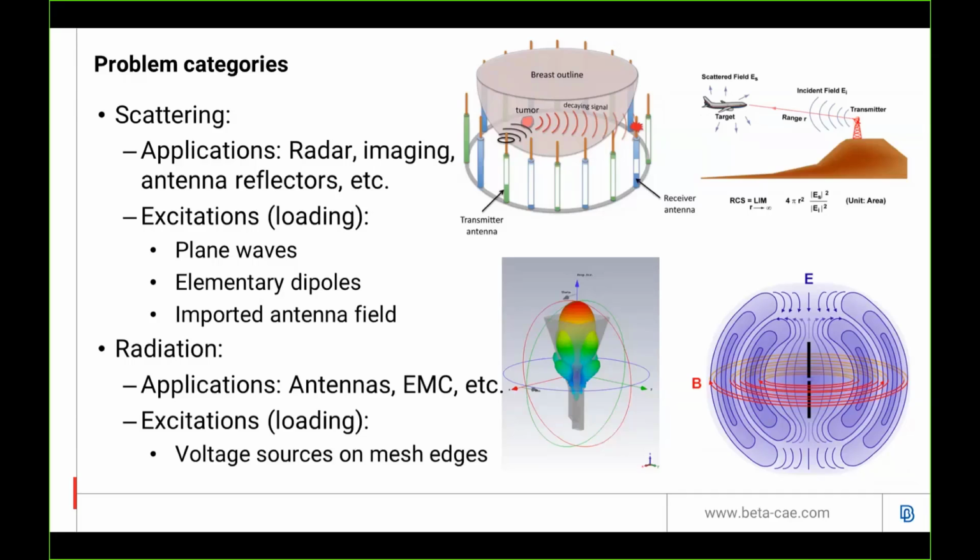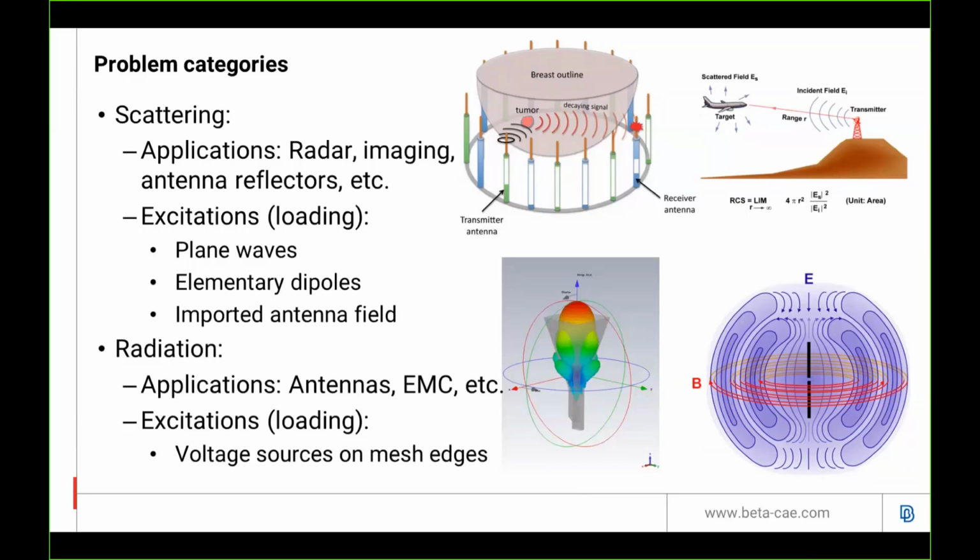So in the case of scattering problems, the excitation, the loading, is analytical. It's not positioned on the mesh. It's an analytical equation which is internal to the solver. So you can have plane waves incoming from infinity, you can have spherical waves from elementary dipoles somewhere in space, or you can even have a pre-calculated imported field of an antenna. On the other hand, radiation problems are problems where the object itself is active.